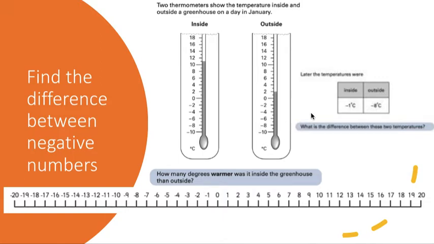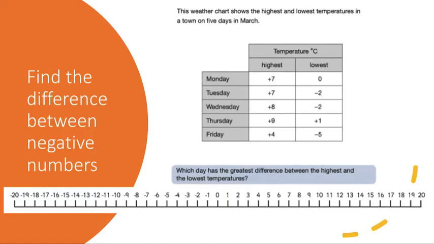Once you've answered that, later the temperatures were inside minus 1 degree C and outside minus 8 degrees C. What is the difference between these two temperatures? Pause and work it out. Okay, let's go on to the next question.